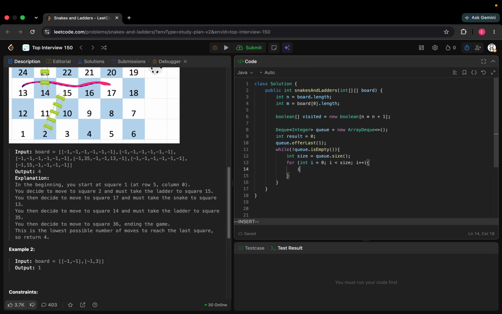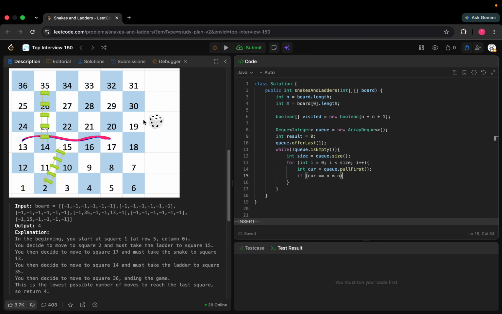Now pick up cur, equal to the first one. Because this queue is first in, first out, we start from the last one and then the first one is picked up. If this one, n squared, is what we want, so if we reach this one, we can return the result.